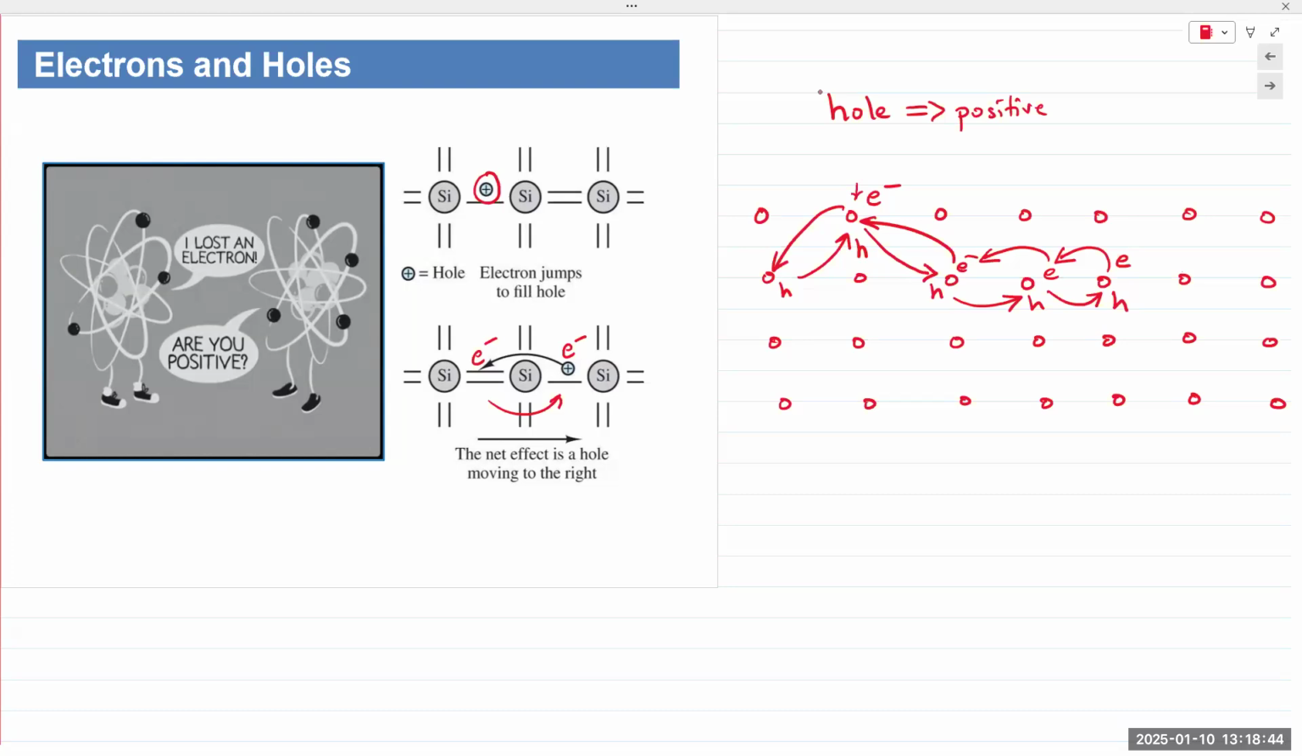Okay, so when we talk about semiconductor physics, we talk about electrons, we talk about holes as particles in their own right. Electrons have negative charge and holes have positive charge. And so again, electrons move one way, holes move in response to the exact opposite way.